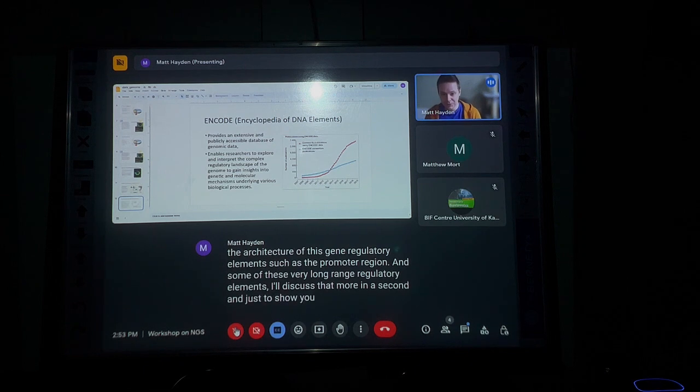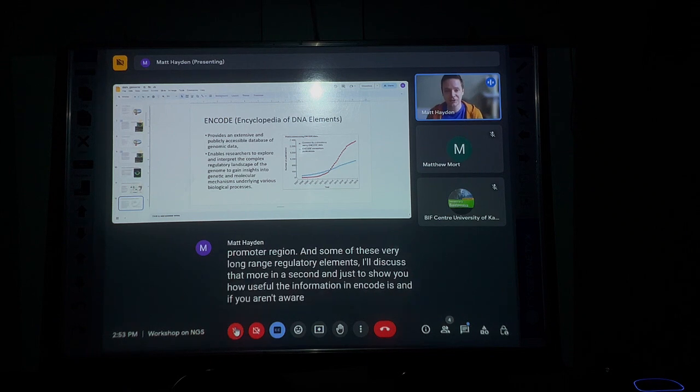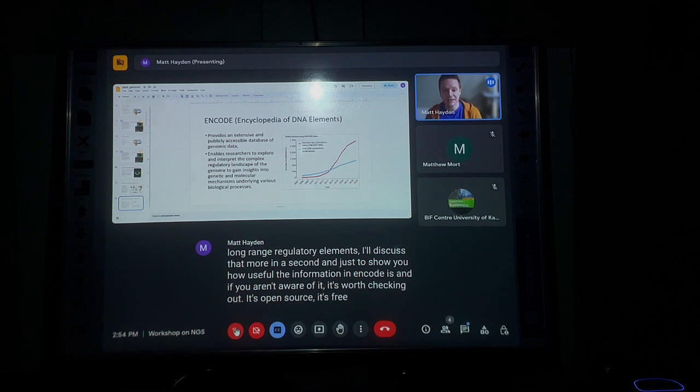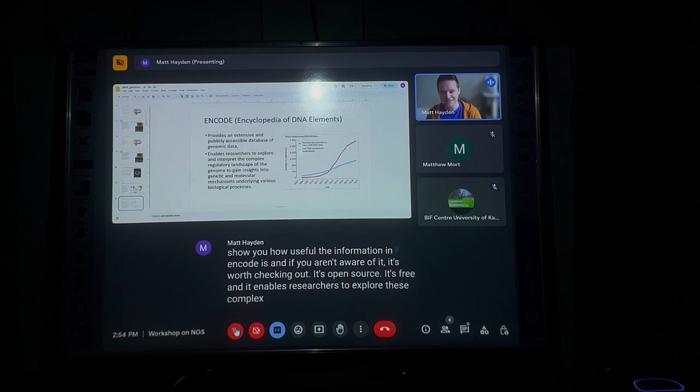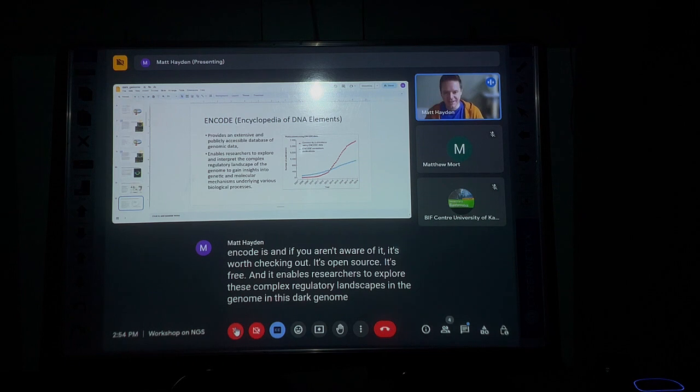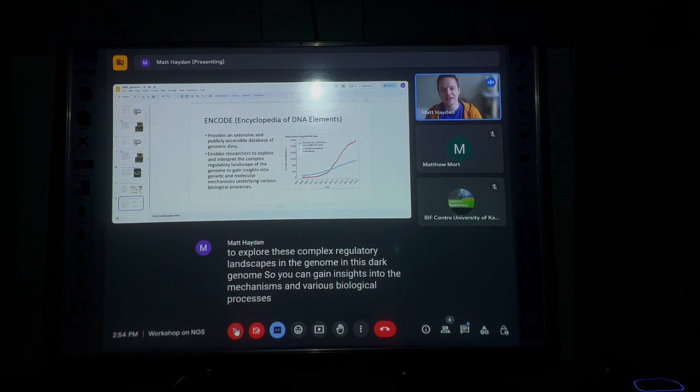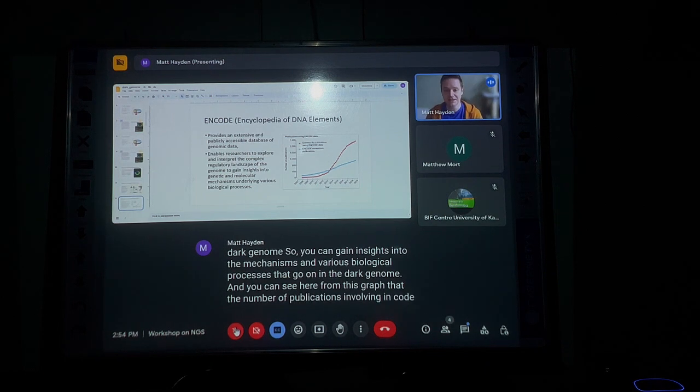And just to show you how useful the information in ENCODE is, and if you aren't aware of it, it's worth checking out. It's open source, it's free, and it enables researchers to explore these complex regulatory landscapes in the genome, in this dark genome. So you can gain insights into the mechanisms and various biological processes that go on in the dark genome. And you can see here from this graph that the number of publications involving ENCODE data has increased dramatically since about 2013.